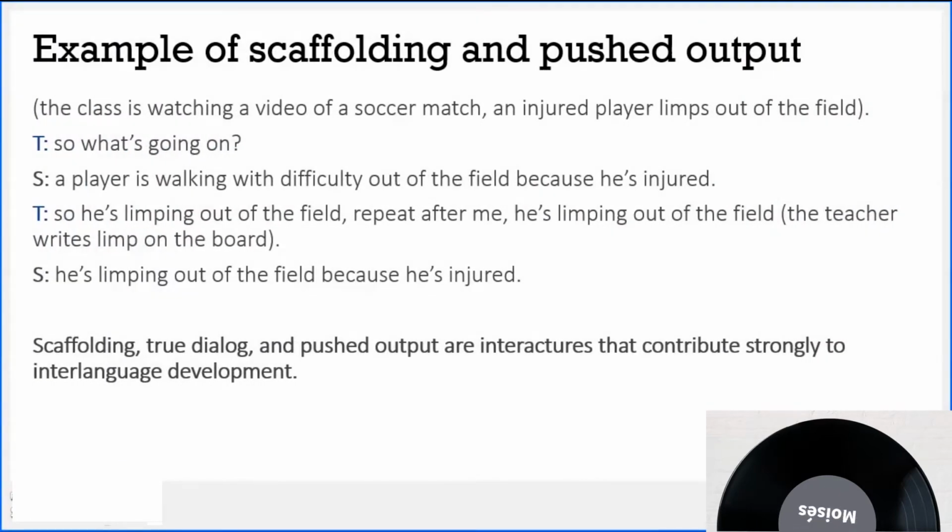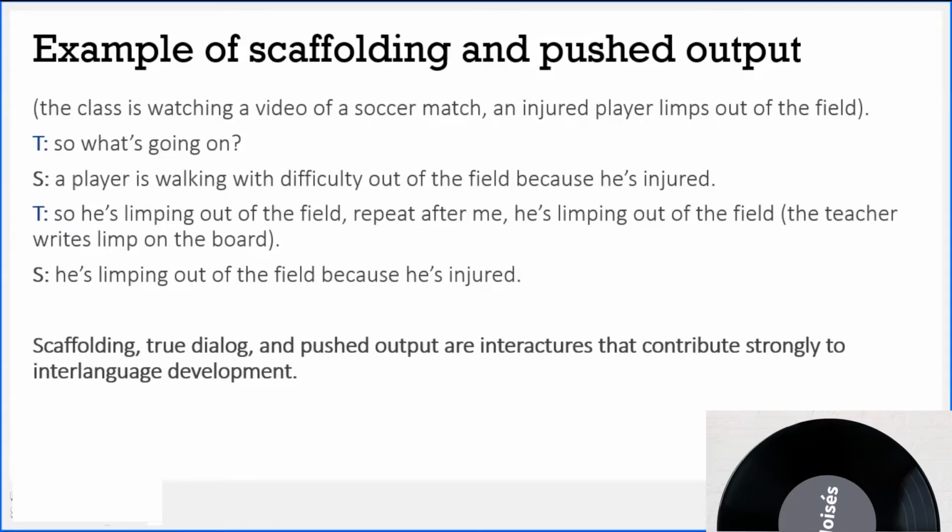This is an example of scaffolding through a reformulation. So this is a class that is watching a video of a soccer match, and then a player gets injured and he limps out of the field. The teacher asks, "So what's going on?" And then a student answers, "A player is walking with difficulty out of the field because he's injured." So the teacher says, "So he's limping out of the field. Repeat after me, 'He's limping out of the field.'" And the teacher writes "limp" on the board. The student says, "He's limping out of the field because he's injured."